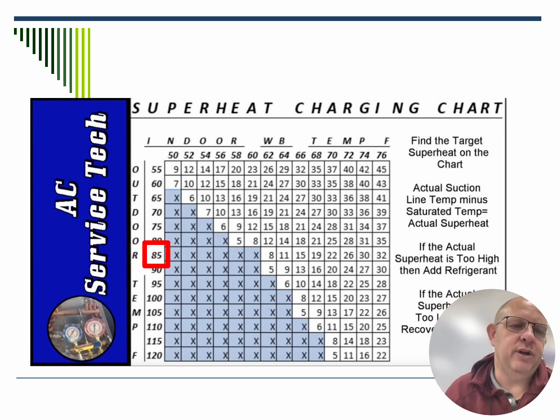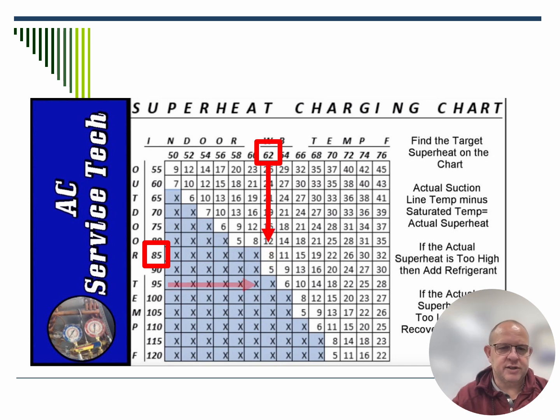So what we're going to do is give you some fictitious numbers to go off of here. Let's say it was 85 degrees outdoor temperature, and we went to the inside of the house and checked it, and it ended up being a 62-degree wet bulb temperature. At the point where these two lines cross, it would tell us that our superheat coming off of that evaporator coil should be somewhere around 8.